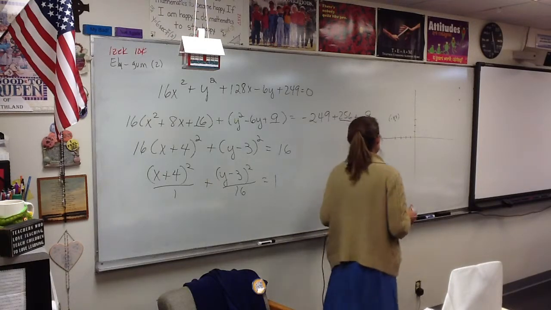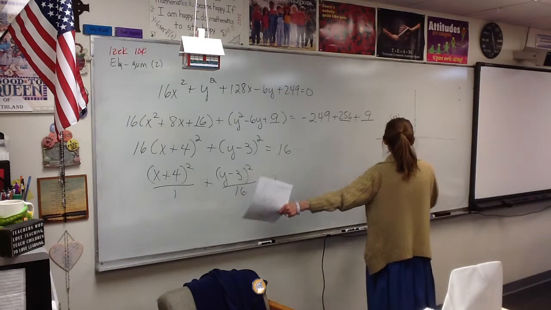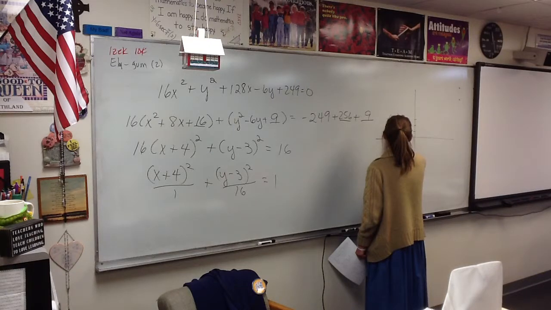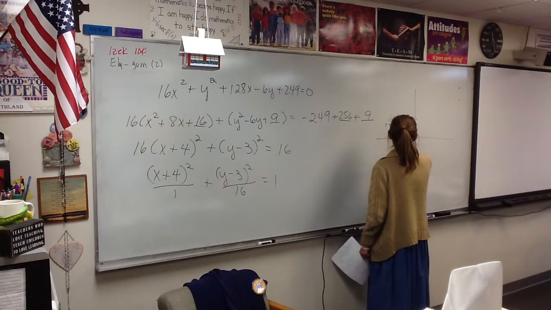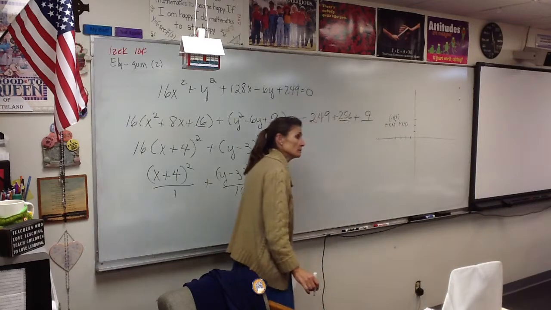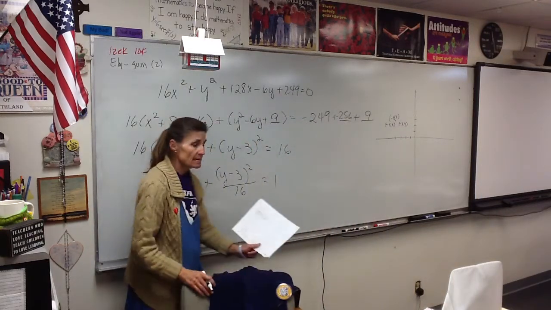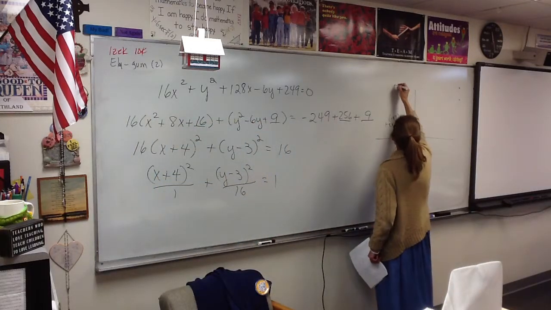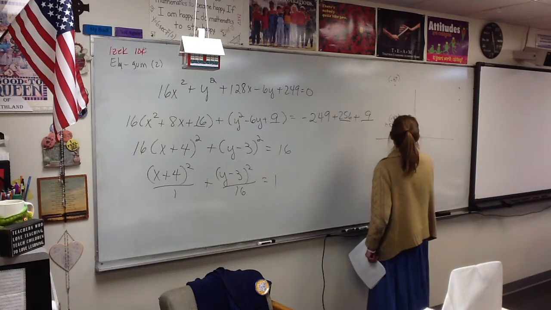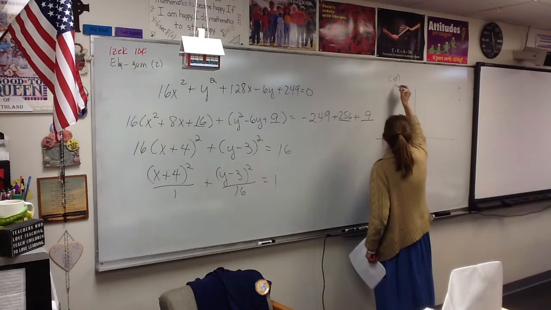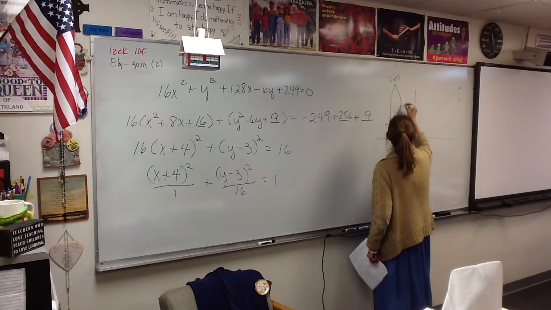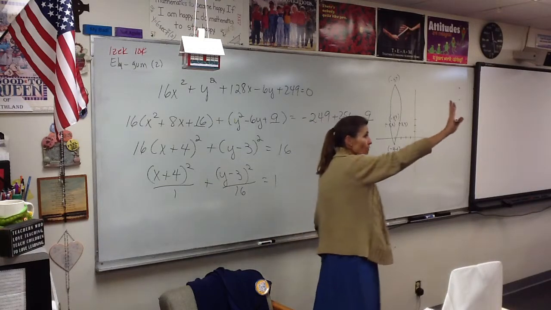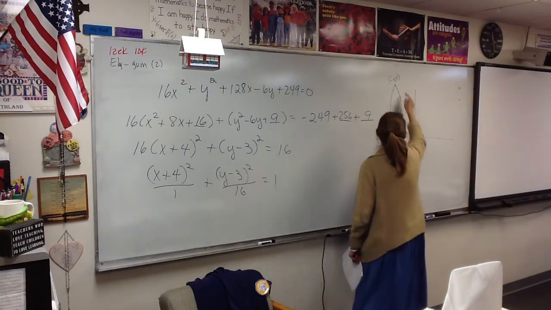Where are my vertices? Well, the 1 tells me to do what? Go left and right 1. So that would be negative 5, 3 and negative 3, 3. What does the 16 tell me to do? Up and down 4. So that would put me at negative 4, 7 and negative 4, negative 1. Those are the 4 vertex points. So in the blank called vertices, you're going to have 4 points listed there. 1, 2, 3, 4.